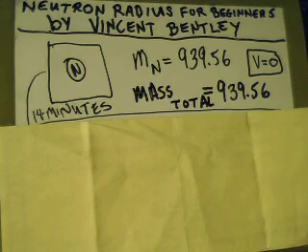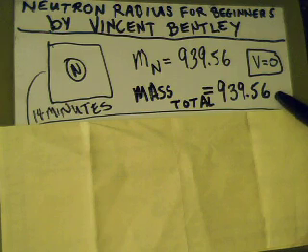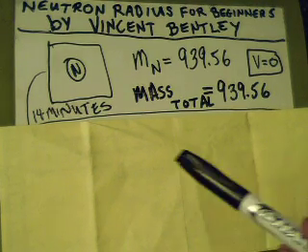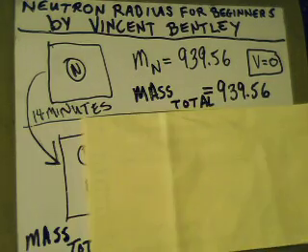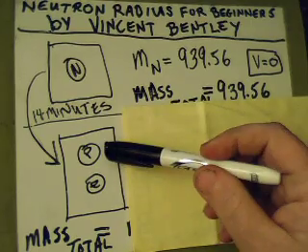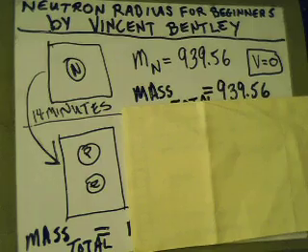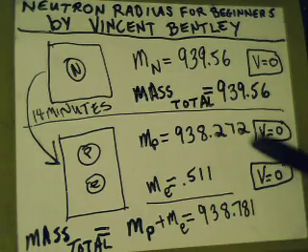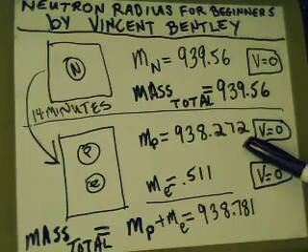If you wait about 14 minutes, the neutron will break up into a proton and an electron. The proton mass will be 938.272 when its velocity is equal to 0. And the electron's mass will be 0.511 when its velocity will equal 0.